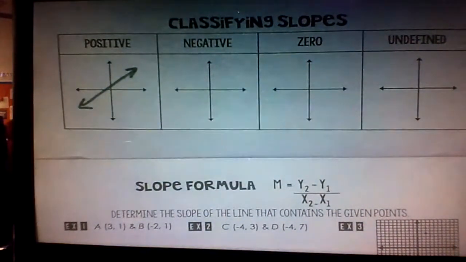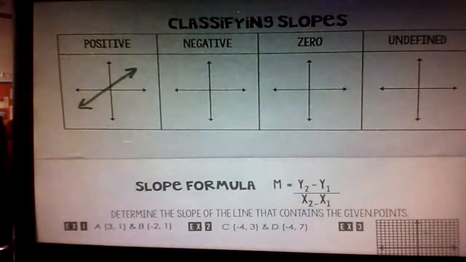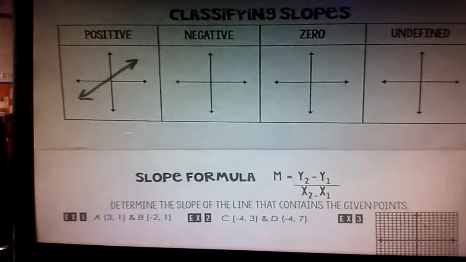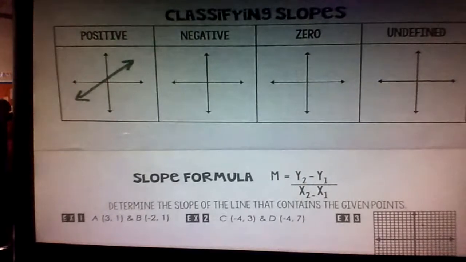Where'd you get that from? This is the foldable. The one that I folded for you. Does it go straight through the middle? It doesn't have to, as long as it is going up and to the right. This is your parallel perpendicular foldable that you just folded.